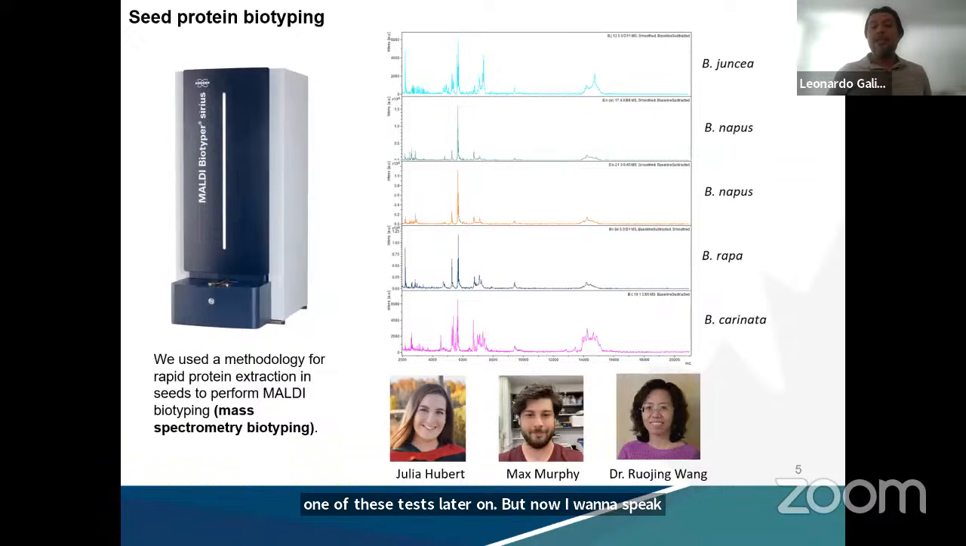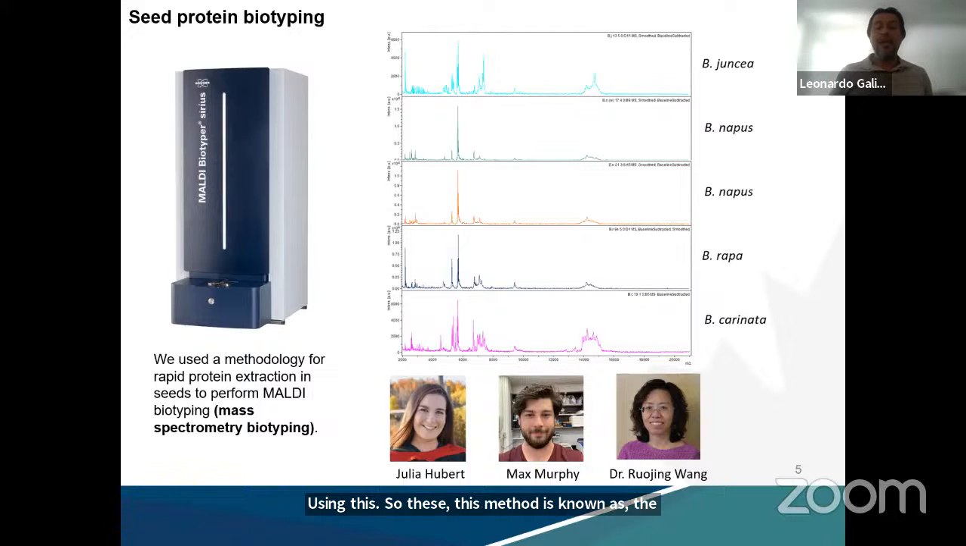We use that sometimes does not have the level of resolution that DNA barcoding might have, but it does provide an efficient high throughput method for identifying plant species. So you can process 100 or 200 samples in a couple of days using this methodology. So this methodology is known as MALDI biotyping or mass spectrometry biotyping.